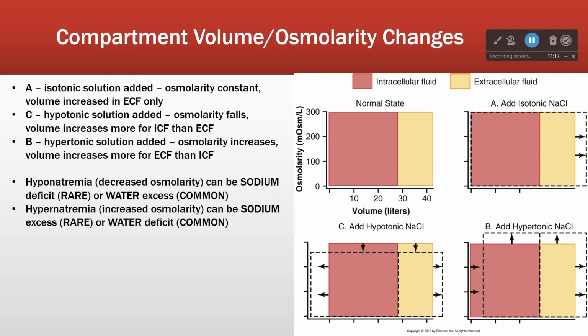Hypernatremia, high sodium, increased osmolarity. It could be a sodium excess. Let's say you had a patient who was unable to drink for whatever reason. They're becoming more and more dehydrated, and their sodium's getting higher. But much, much more common is a water deficit. So after a diarrheal illness, for example, patients' sodiums tend to be high, 150, let's say. It's not because they have extra salt in their body. It's that they don't have enough water. They lost a bunch of free water.